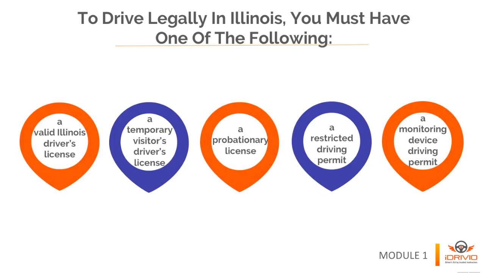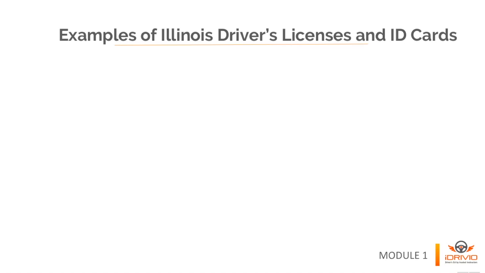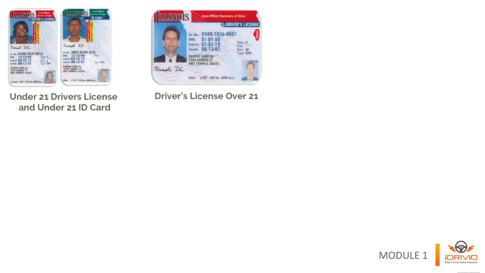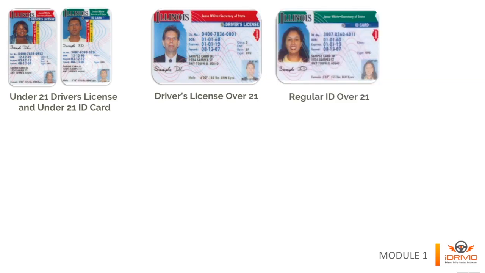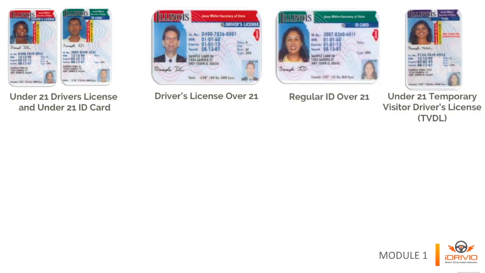Here are some examples of Illinois driver's licenses and ID cards. Under 21 driver's license and under 21 ID card. Driver's license over 21. Regular ID over 21, under 21. Temporary visitor driver's license, TVDL.